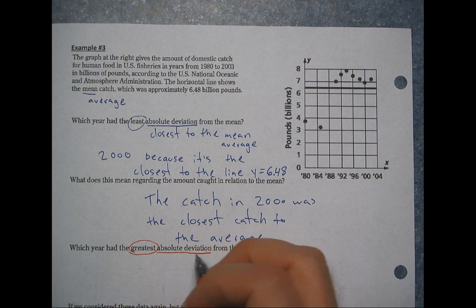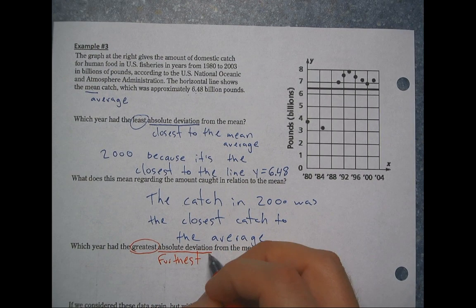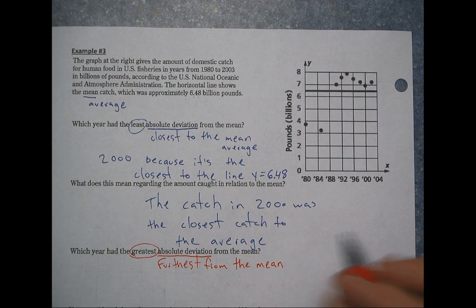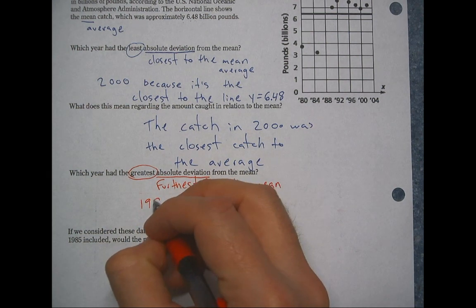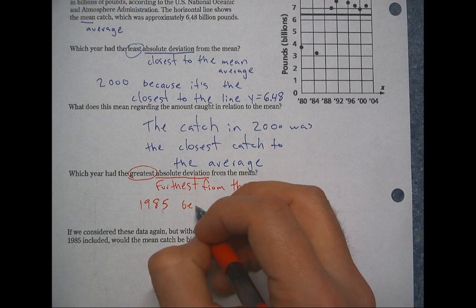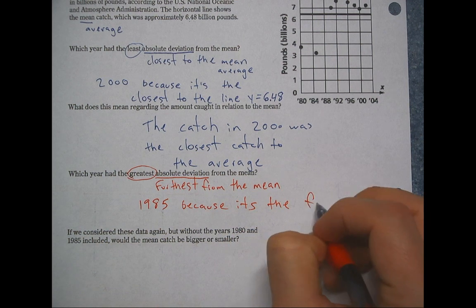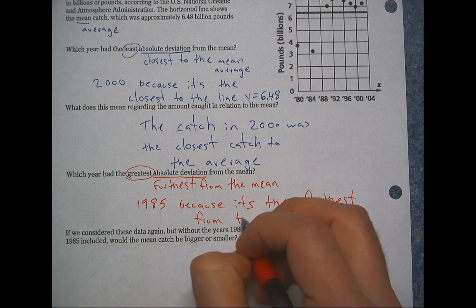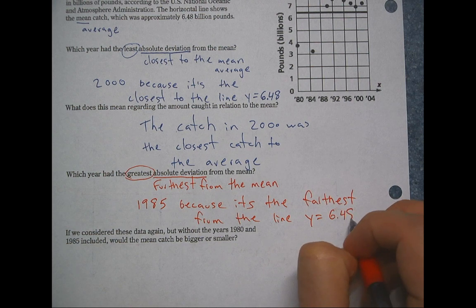So first of all, the greatest absolute deviation is the furthest from the mean. And so 1985 has the greatest absolute deviation because it's the farthest from the line y equals 6.48.